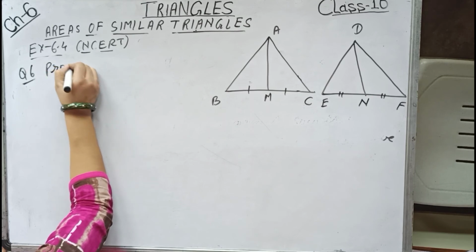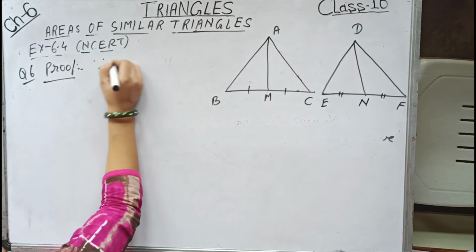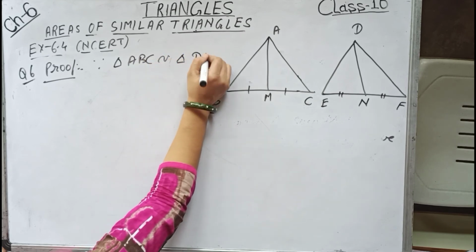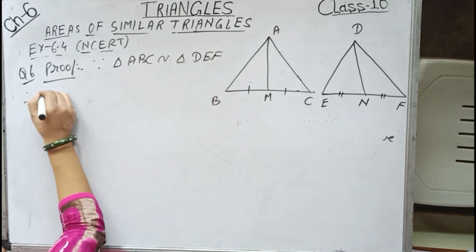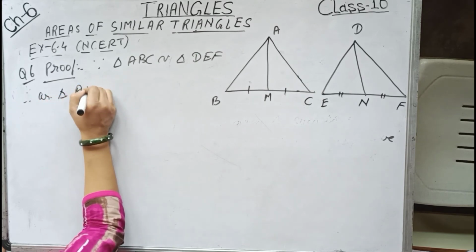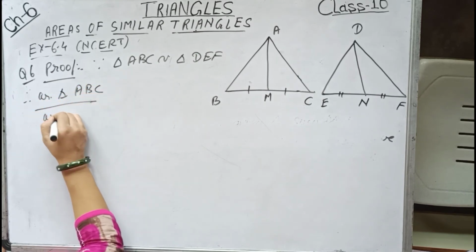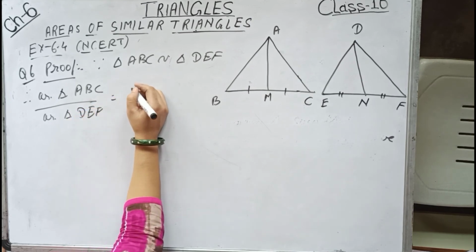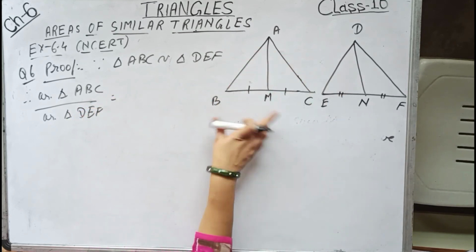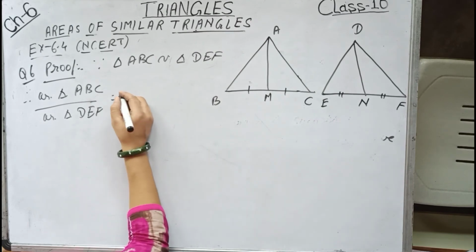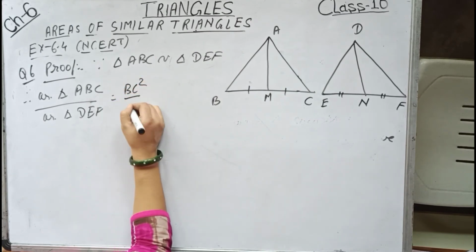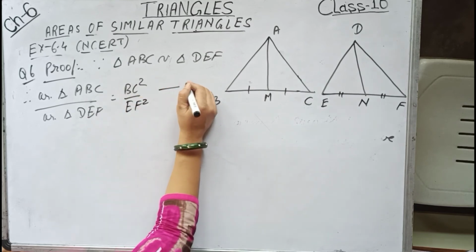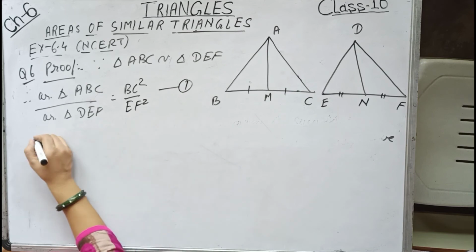Proof. Since triangle ABC is similar to triangle DEF, therefore area triangle ABC by area triangle DEF equals, we can write, AB square by DE square or BC square by EF square, our wish. So I am writing BC square by EF square. If needed I can change it afterwards. Make it equation number 1.